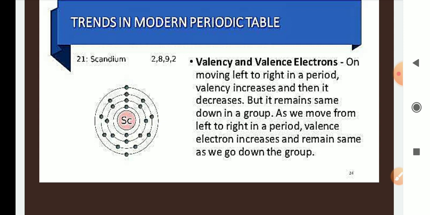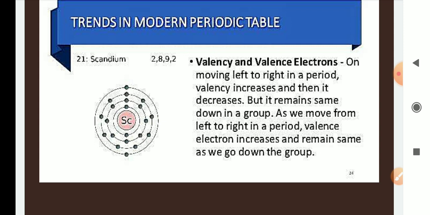So depending on the increasing order of atomic number, the elements are organized into the modern periodic table. The modern periodic table is based on the atomic number of elements, right? Atomic number is equal to the number of electrons or protons present in the nucleus of an atom of an element. So atomic number is defined by the number of protons and electrons present in the element. That we already did in class 9.